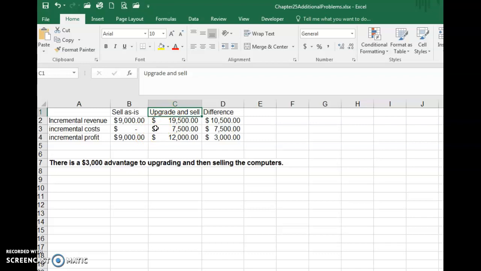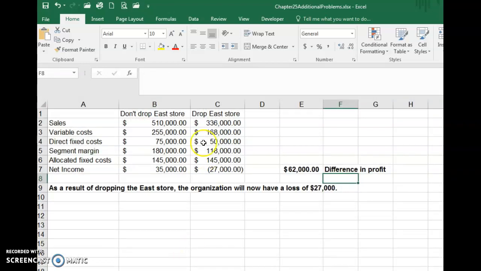We have our Henderson Apparel Company, which owns two stores, and management is thinking about eliminating the East store due to declining sales. And then you have your segmented contribution margin. The question says West feels that if they eliminate East, sales in West will decline by 20%. So if they close the East store, what will be the company's net income, and is that something they should do? So when we look over here at the next problem, I set this up as a comparative income statement.